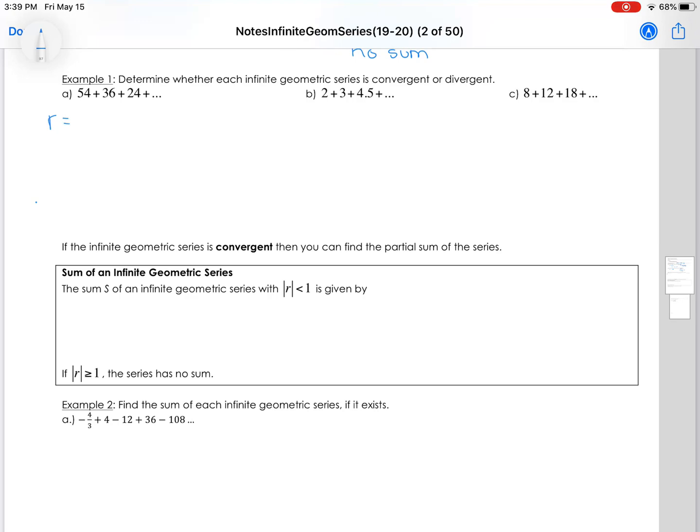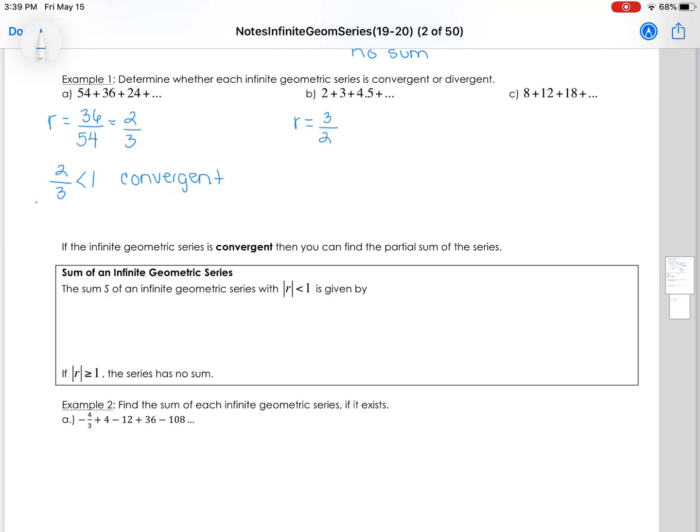To determine the R value, you take the second term and put it over the first term, 36 over 54, and you reduce, and we get 2/3. Well, 2/3 is definitely less than 1. So this would be a convergent series. You're just identifying that, you're not actually finding the sum.